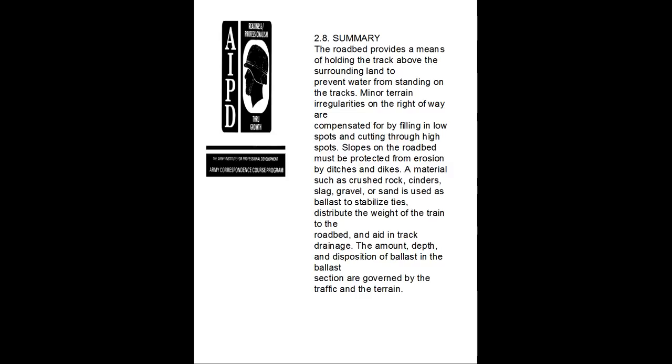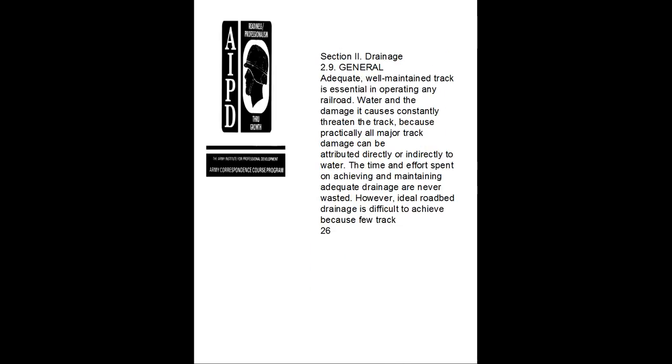Some materials, such as rock, cinders, slag, gravel, and sand, are used in the ballast to stabilize the tie, distribute the weight of the train to the roadbed, and aid track drainage. The amount and depth of disposition of the ballast are governed by the traffic and the terrain. Section 2, Drainage. General.